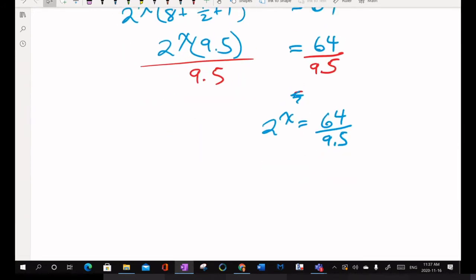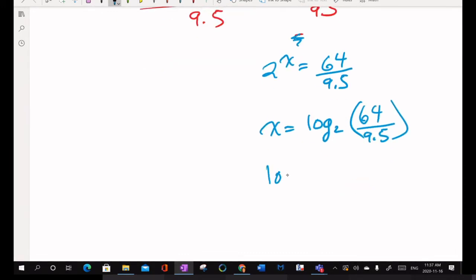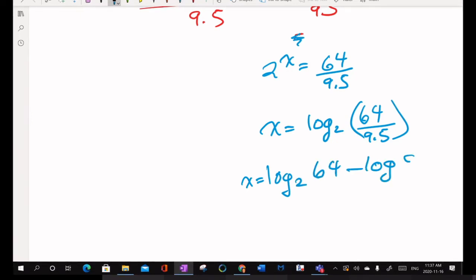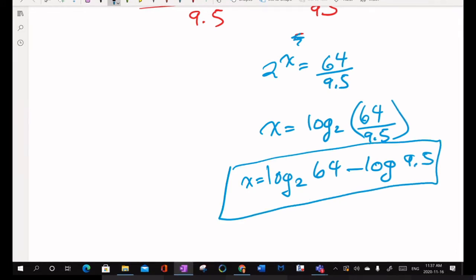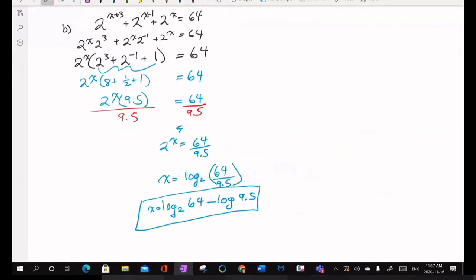And then to solve for x, now you go and do your log rules. You say x is equal to the log base 2 of 64 divided by 9.5, which really means the log base 2 of 64 minus the log base 2 of 9.5. And there is your answer, right? So these types of problems you're going to see on your test, right? I can't give you everything, but I can give you quite a few.